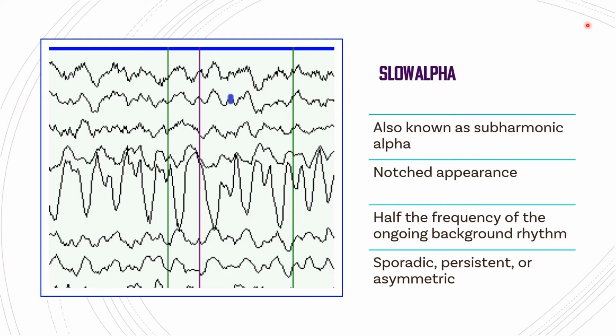So this is known also as slow alpha variant. It has a notched appearance. That doesn't mean that every single waveform will be notched, but you'll generally see a notching. It's half the frequency of the ongoing background rhythm. It can be persistent or asymmetric.